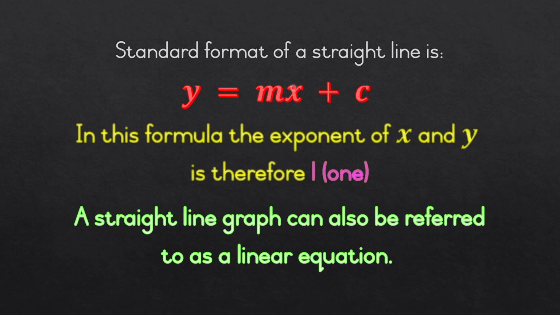A straight line graph can also be referred to as a linear equation. Again, very important. Sometimes they talk about a linear graph, a linear equation. Sometimes they refer to it as a straight line. You should be able to differentiate between the two.